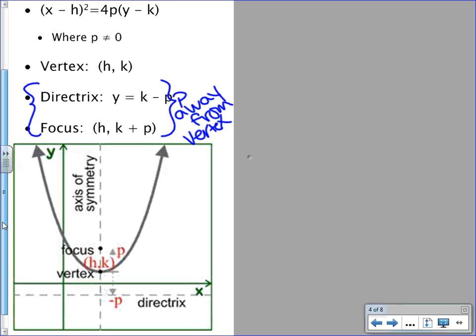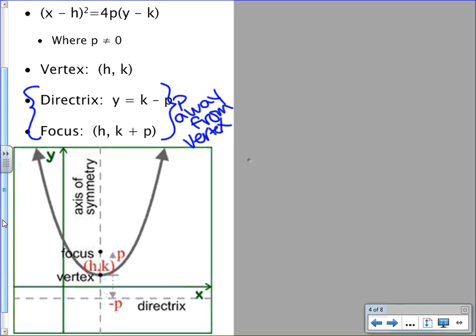So this is what your parabola is going to look like. You'll have your parabola with your vertex. Inside, p distance away, you're going to plot your focus. Outside a distance of p, you're going to plot your directrix. Now this parabola is opening up.